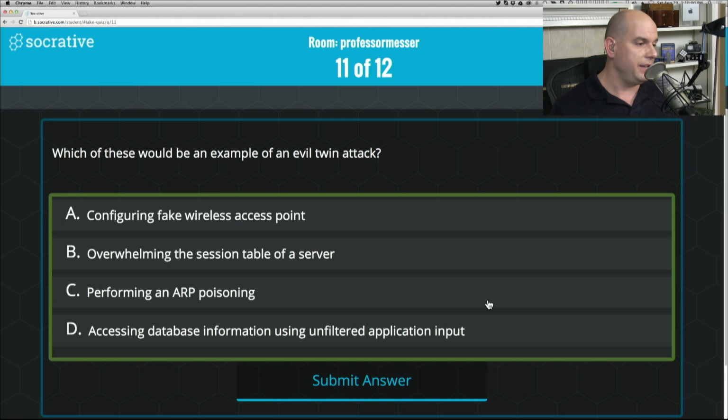The options are A, configuring a fake wireless access point. B is overwhelming the session table of a server. C is performing an ARP poisoning. And D is accessing a database using unfiltered application input. All of these sound like something that I don't want. But only one of them is an evil twin attack. Is it configuring a fake wireless access point, overwhelming the session table of a server, performing an ARP poisoning, or accessing database information using unfiltered application input?